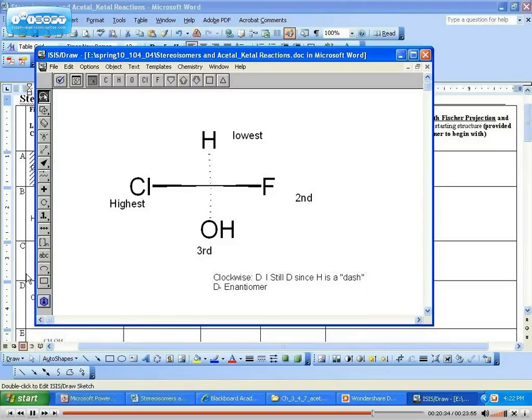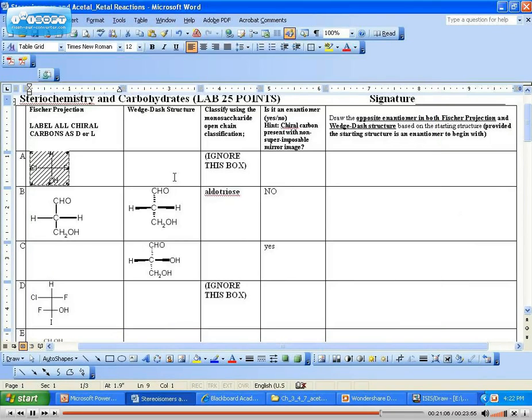Technically, the proper term for this one would be D-1-chloro-1-fluoro-1-hydroxy methane. That would be the name for this one. Going back to our slides, or actually going back to the screen. In this case, I could ask you to go ahead and draw the opposite enantiomer in both Fisher projection and wedge dash structures.